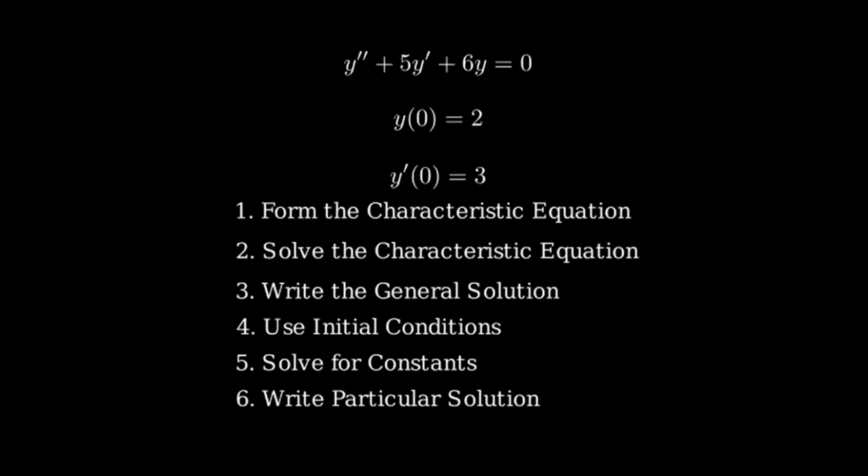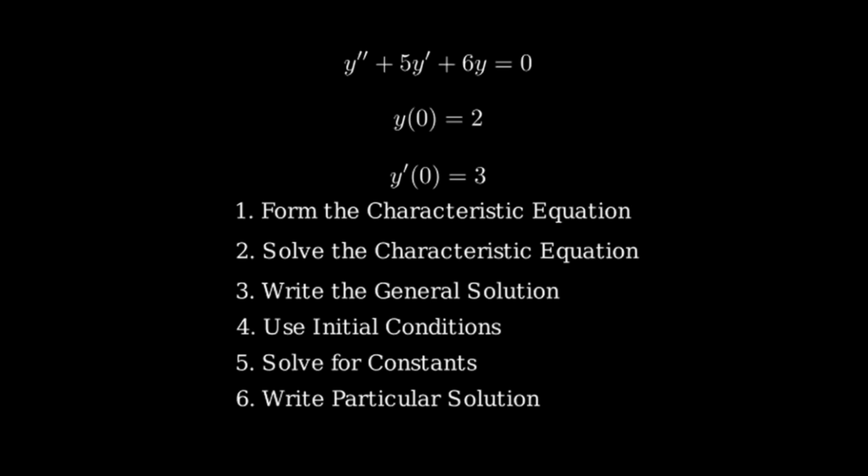Here's the plan. First, form the characteristic equation. Second, solve the characteristic equation. Third, write the general solution. Fourth, use the initial conditions. Fifth, solve the system of equations for the constants. And sixth, write the particular solution.